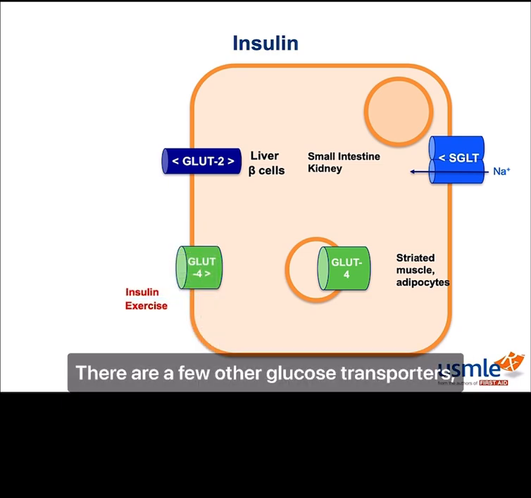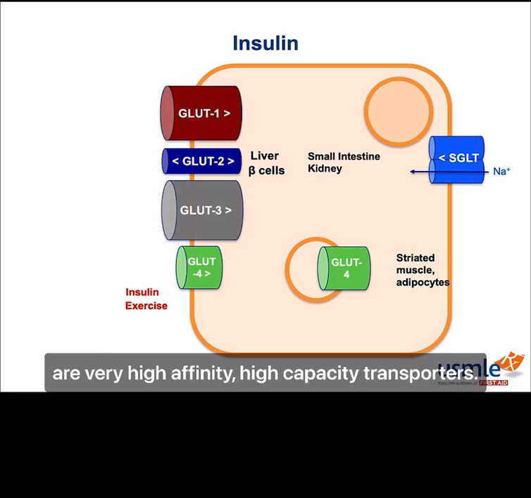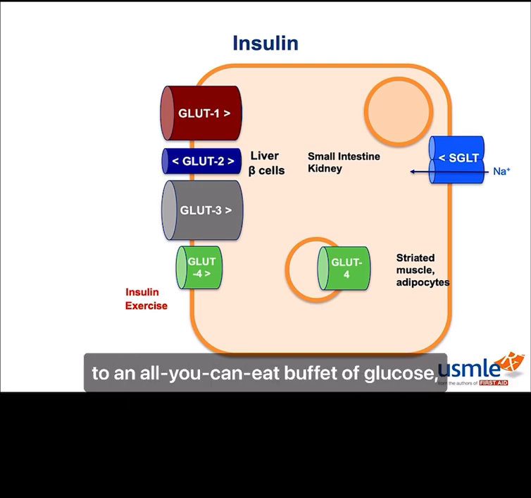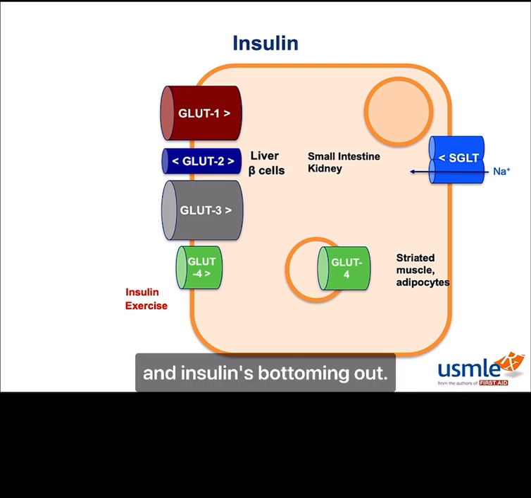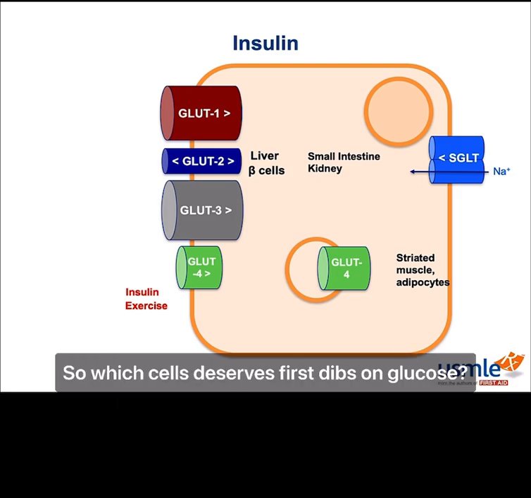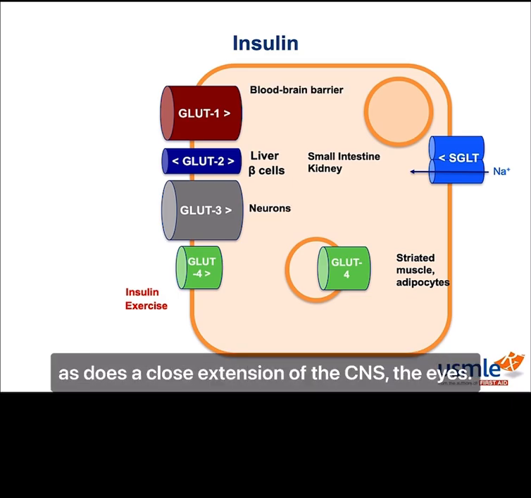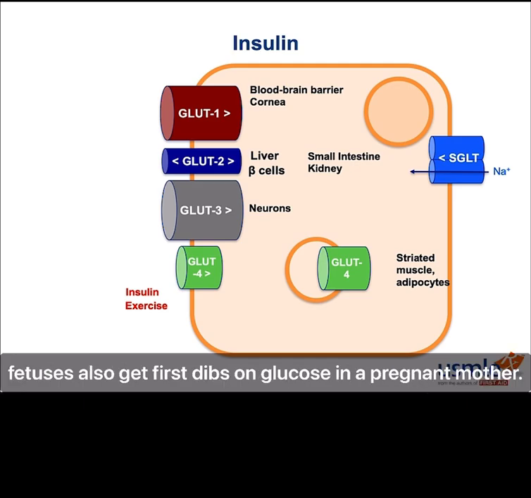There are a few other important glucose transporters, none of which is regulated by insulin. For starters, these two behemoths, GLUT1 and GLUT3, are very high affinity, high capacity transporters. Now, carrying high levels of these transporters is basically like having access to an all-you-can-eat buffet of glucose, even in times of starvation when glucose is scarce and insulin's bottoming out. So, which cells deserve first dibs on glucose? Well, the brain certainly comes to mind, as does a close extension of the CNS, the eyes. And as you might remember from repro, fetuses also get first dibs on glucose in a pregnant mother.